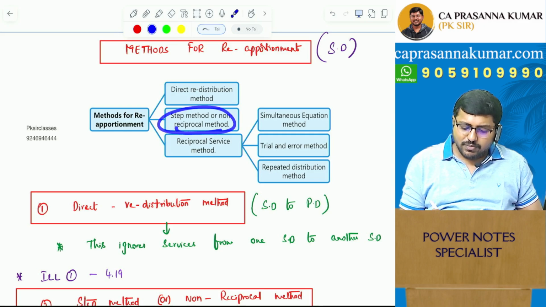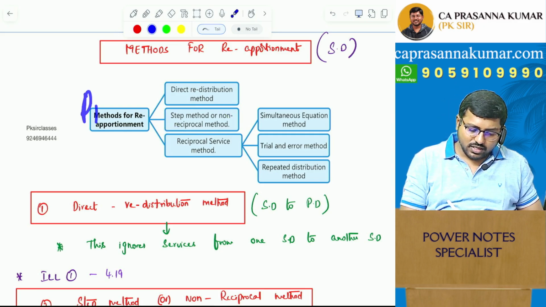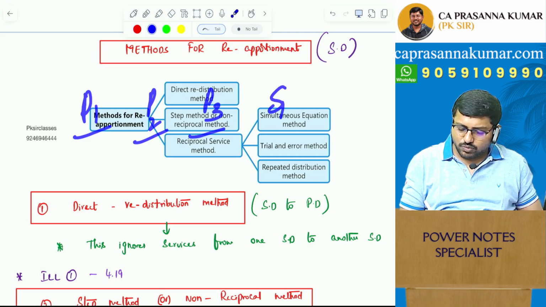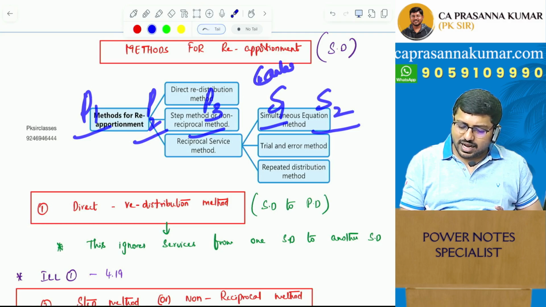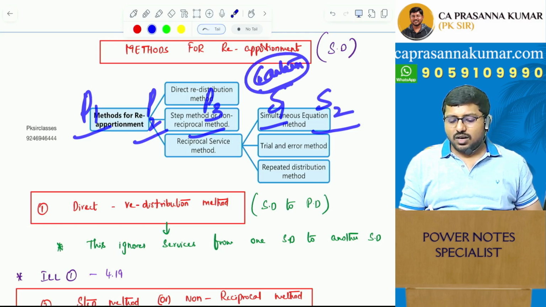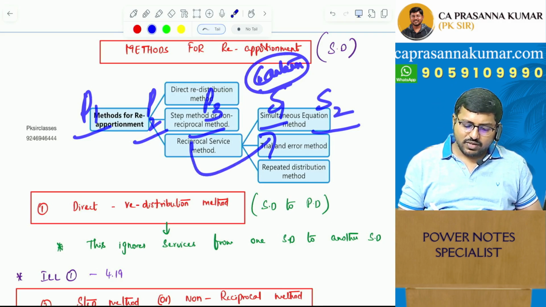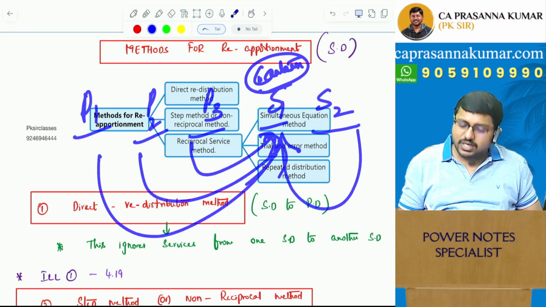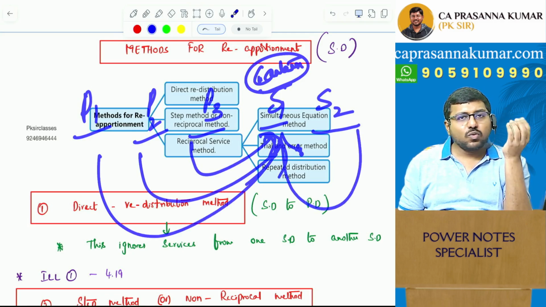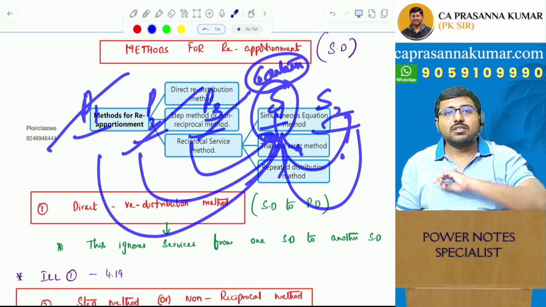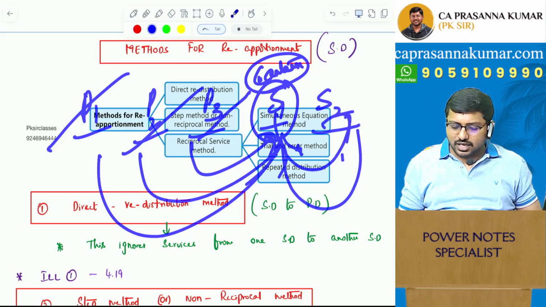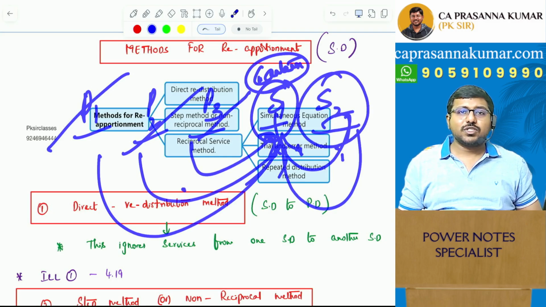Whereas when it comes to step method or non-reciprocal method, let's take 3 service departments and 2 production departments. You need to understand one thing. Let's say service department 1 is the canteen department. It's a service department, correct? Now, what is the kind of service that canteen department provides? Everybody will come and eat. Employees from here, they will eat. Here they will eat. Employees from service department 2 also will eat, which means service department 1 not only provides service to all the production departments, but also provides service to another service department as well, correct? In that case, when you're doing this apportionment, you cannot forget the other service department.